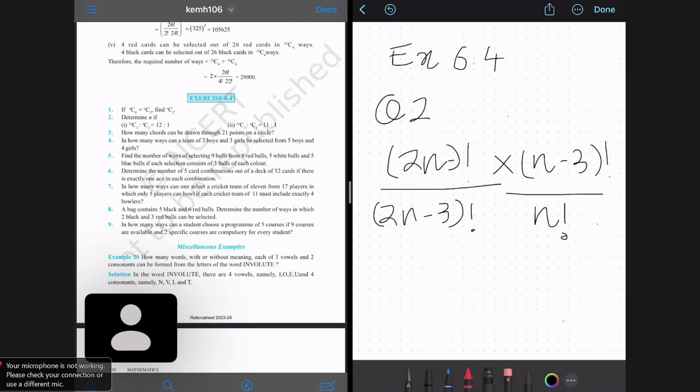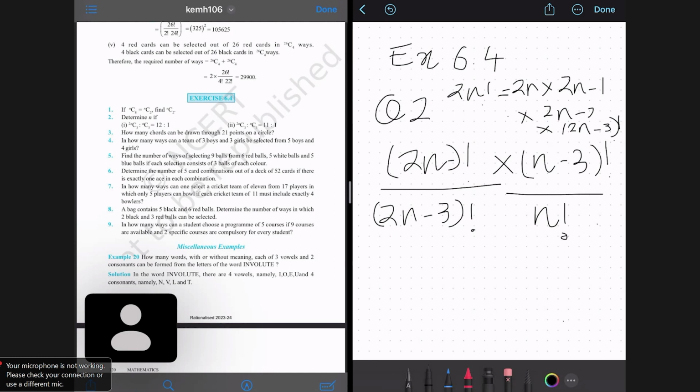Moving on, let us expand 2n factorial and try to cancel out (2n minus 3)!. And similarly, let us expand n factorial and try to cancel out (n minus 3)!. So 2n factorial could be written as 2n into 2n minus 1 into 2n minus 2 into (2n minus 3)!. Correct. So this can then be cancelled out from the numerator and denominator.